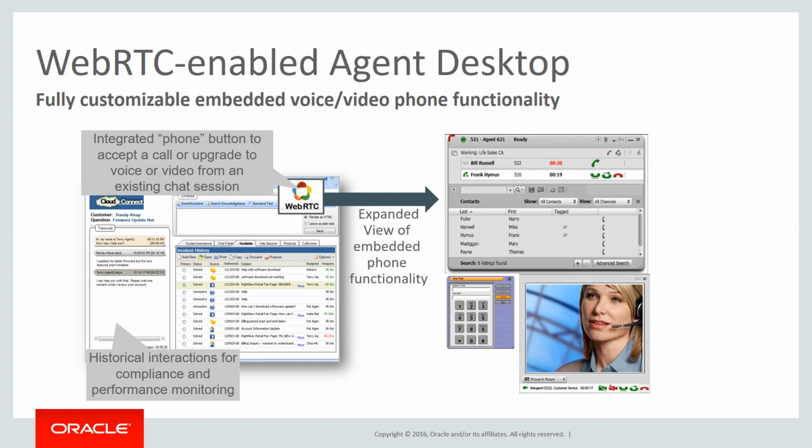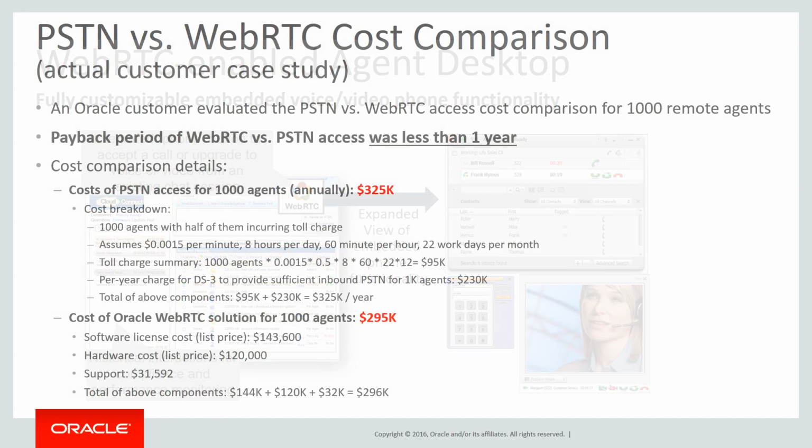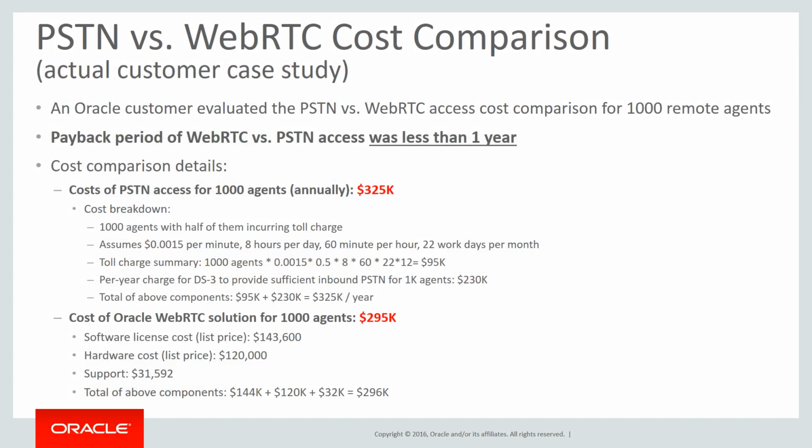Well, that brings up the idea of cost. And I think the next one is real important because this is the whole reason we're doing this. Exactly. So you start to see how we're doing a cost comparison between the PSTN access for 1,000 agents on an annual basis at the top, about $325,000, compared to an Oracle WebRTC solution for 1,000 agents at $295,000. And then I won't read the lines here, but you can see how we build it up.